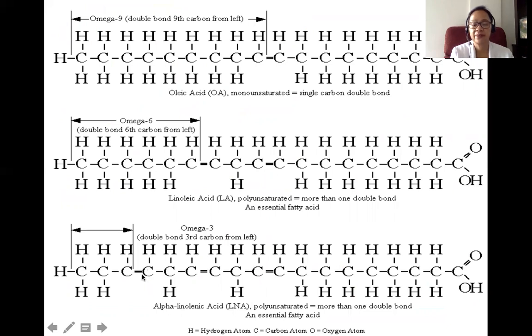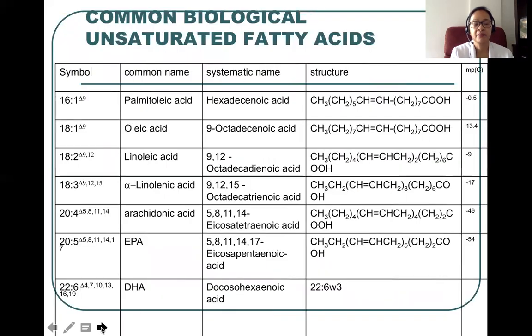So here, the first double bond is located on the 9th, next on the 12th, and the third one is on the 15th. And when you designate a particular fatty acid with regards to its omega, you need to count the double bond from the methyl end. Okay, so this one, the first double bond from the methyl end is located on the third. So that's why alpha linolenic acid is an example of an omega-3 fatty acid.